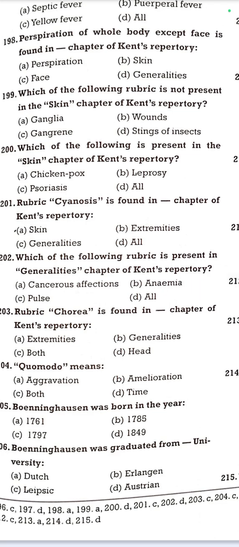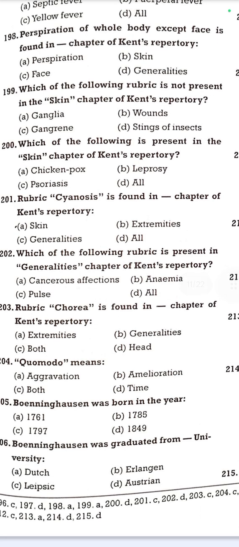Moving to the next question, 200. Which of the following is present in the skin chapter of Kent repertory? Chickenpox, leprosy, and psoriasis. 201. Rubric cyanosis is found in generalities chapter of Kent repertory. 202. Which of the following rubrics is present in generalities chapter of Kent repertory? Cancerous affection, anemia, and pulse.